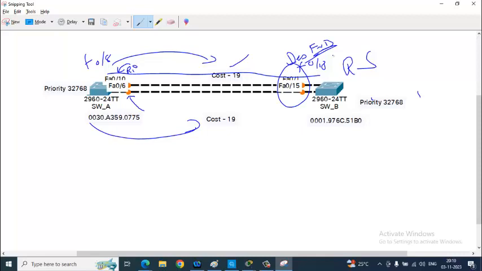So I told you, even if you have 100 links, only one will be forwarding. A0/10 is the root port, and the other two links will be blocked. Only one will be forwarding as the root port, and all others will be blocking.